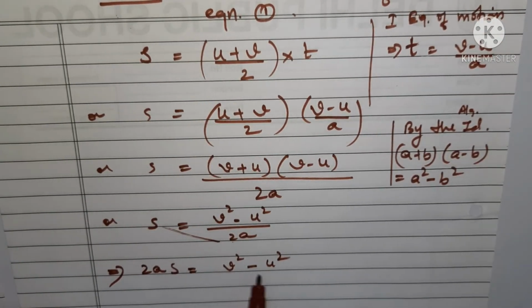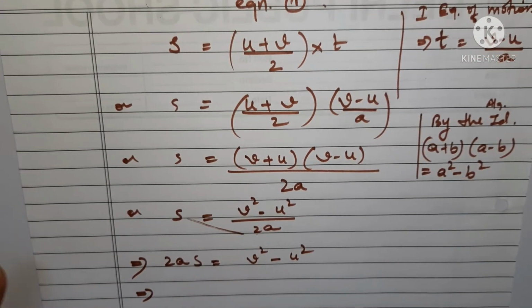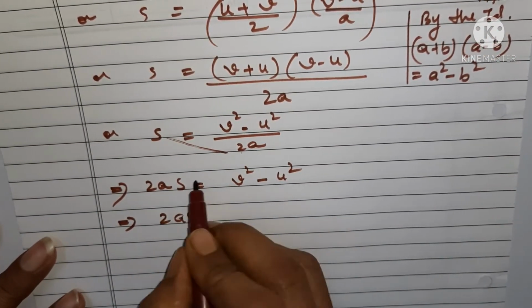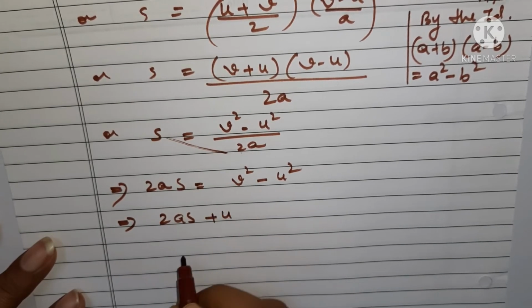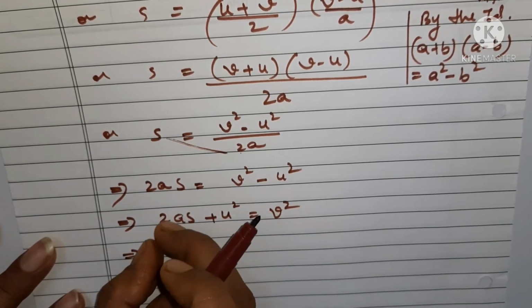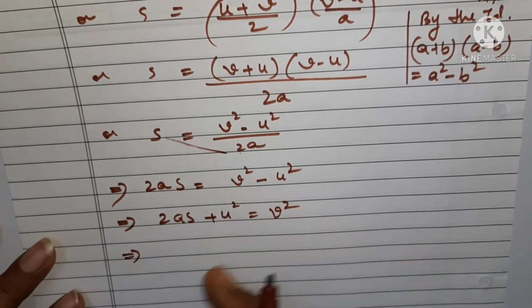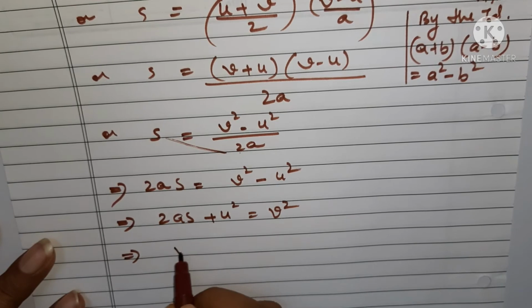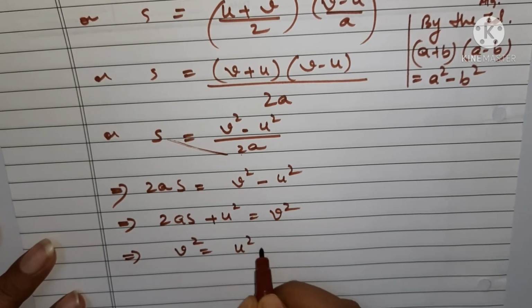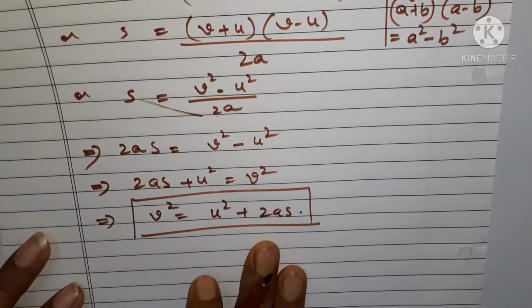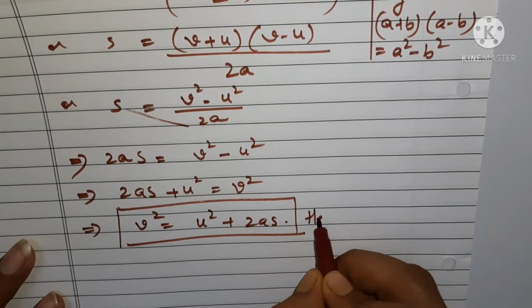Can you see? Now let this come to this side. Okay, we bring the negative part over here by arranging it, just a minute. So 2as, and this goes to the left side, so it becomes plus u square, which is equal to v square. Let us arrange this, bringing this to this side and this to the other. Let us just interchange the left hand side and right hand side. So v square is equal to u square plus 2as. You are getting the third equation of motion, hence derived.